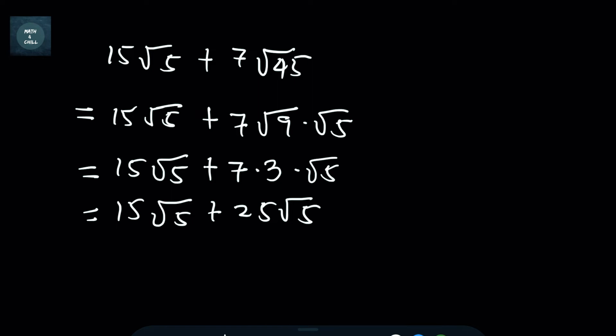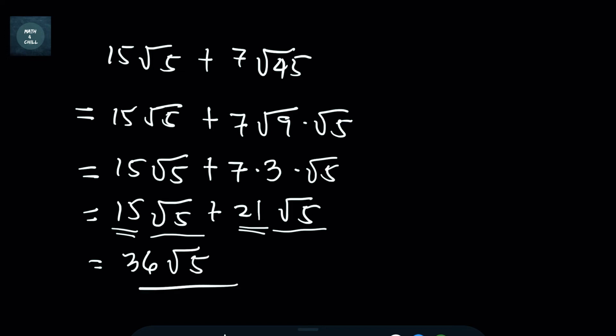So since the two expressions have common radicands, all we need to do is just add the whole numbers. So 15 plus 25, or no, this is not 25 but 21 because it's 7 times 3. So this is 21. So we just add the whole numbers, 15 and 21. So this is 36, and just copy the rule of addition of radical expressions. If the radicand is common, just copy the radicand, which is the square root of 5. This is the answer.